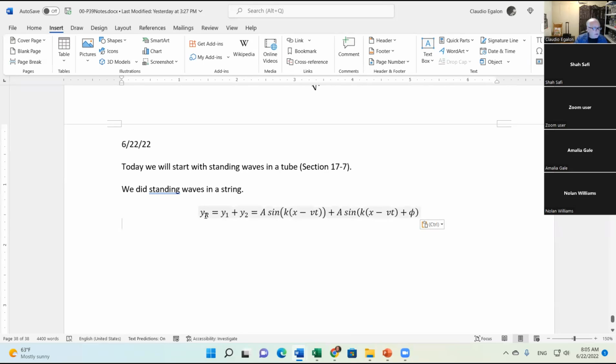We have a wave propagating in the forward direction, summed up with a wave propagating in the backward direction. Strictly speaking, we must have a negative sign here because the reflected wave gets its amplitude inverted.